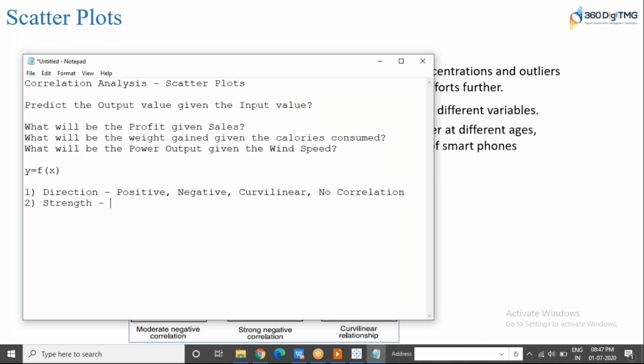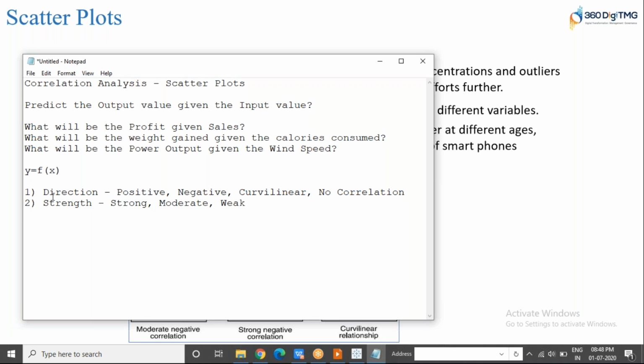It could be strong, the strength could be strong, it could be moderate, or it could be weak. If it is a weak relationship, then we will not do prediction. If there is no correlation, we will not do prediction. We will not predict the output given the input if there is no correlation. If it is a weak model, then also we will not go ahead and do any prediction. Otherwise, we can go ahead and do it.